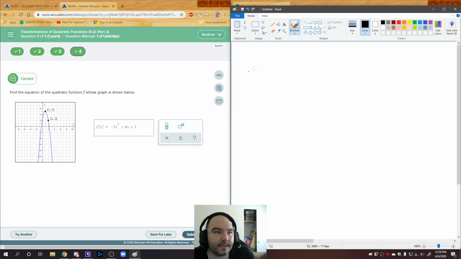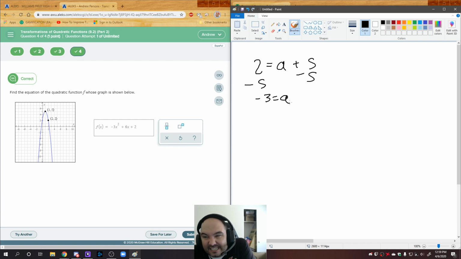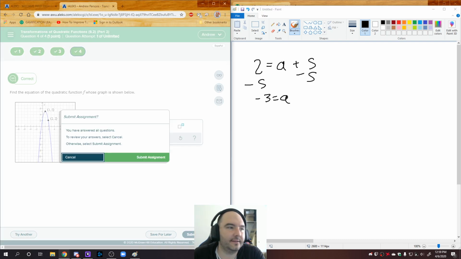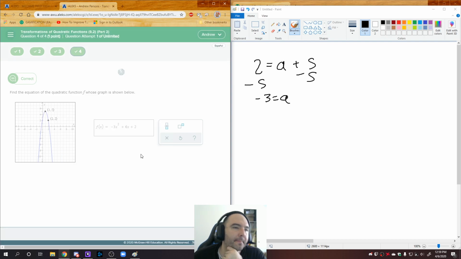But here was the point in time where things didn't go great. When I had 2a, and then it said +5, I minus 5 on both sides, and I was supposed to get negative 3 equals a, and I accidentally wrote regular 3. Be careful. This is what you get for going fast, man. See, just a prime example of how to not go fast. All right, I'm hitting submit on this guy.